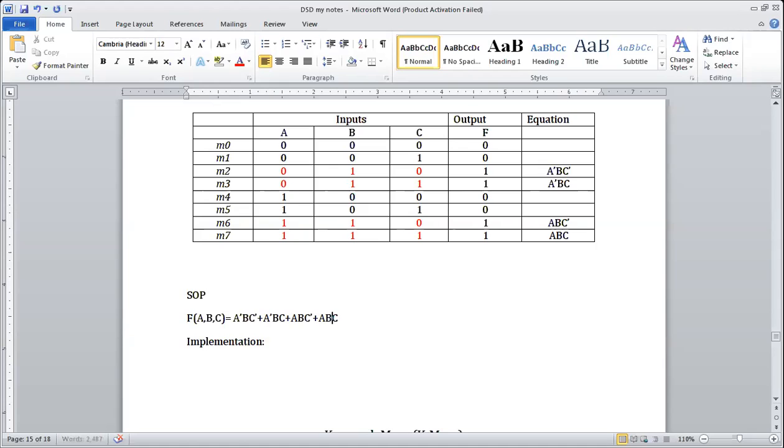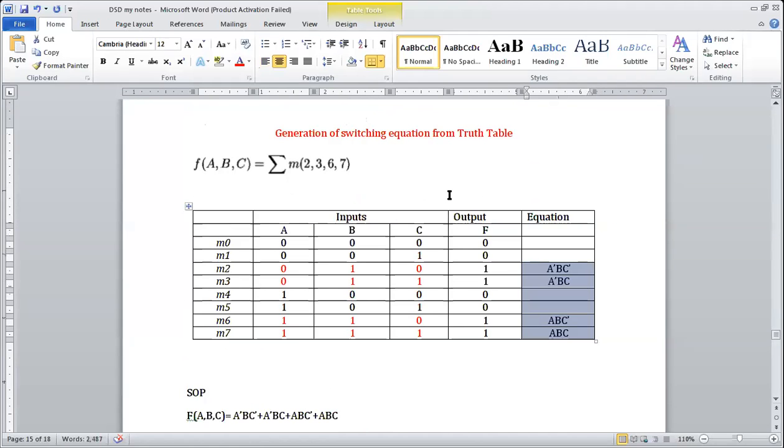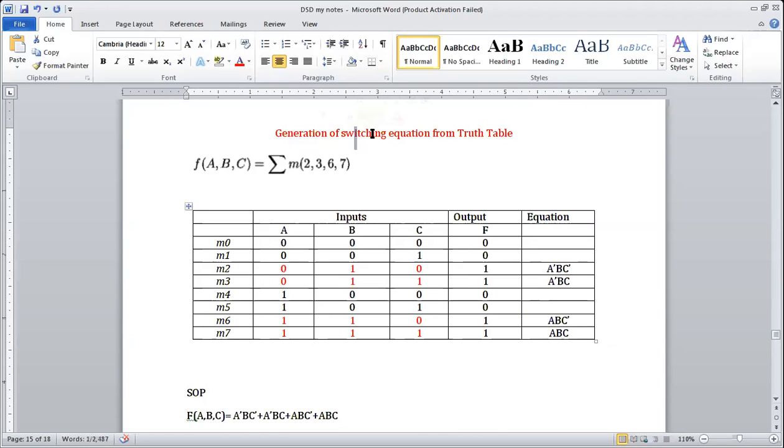Okay, you just understand I have not put any dot here. If I have not put any sign here, it means it's a dot product. Okay, fine. So this is my equation I have got from this truth table. That is what we are learning now: the generation of a switching equation from the truth table.